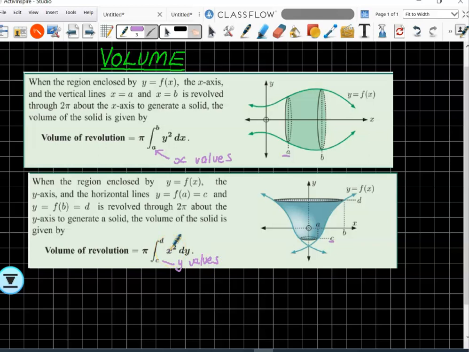The only fancy bit that you have to be aware of is that sometimes when you're rotating around the y-axis, they'll give you the x values, and you have to do just a little bit of substitution to find the y values. Not difficult, but it's a bit like the substitution bit where you're doing definite integrals and you need to remember to substitute back in.